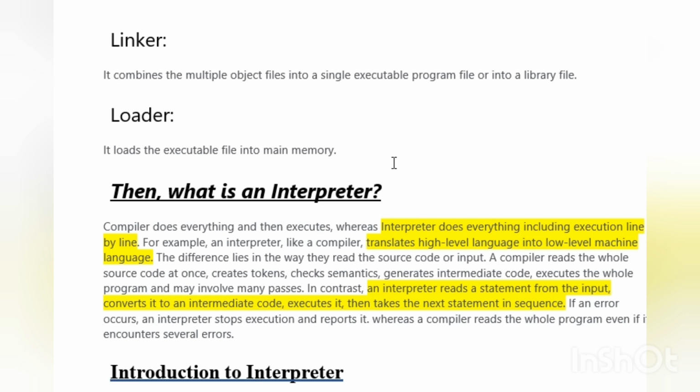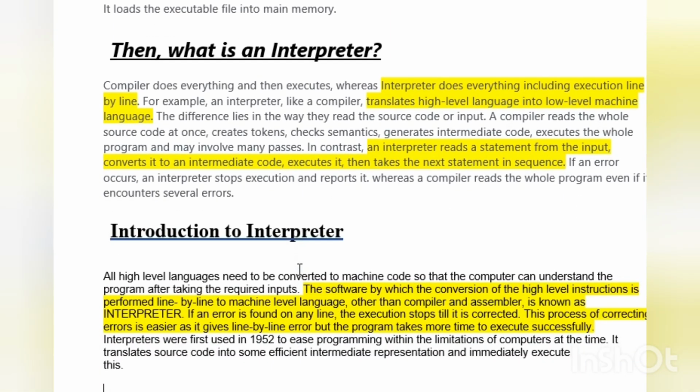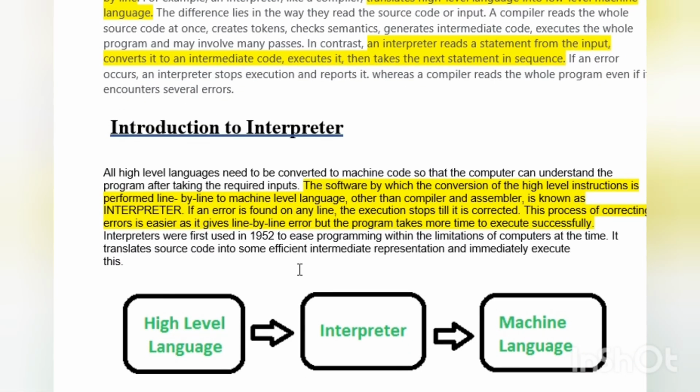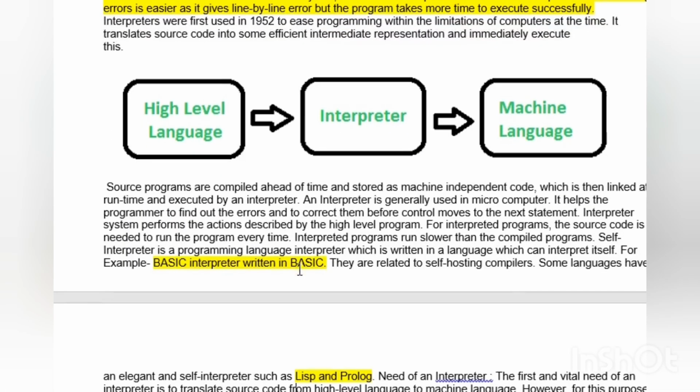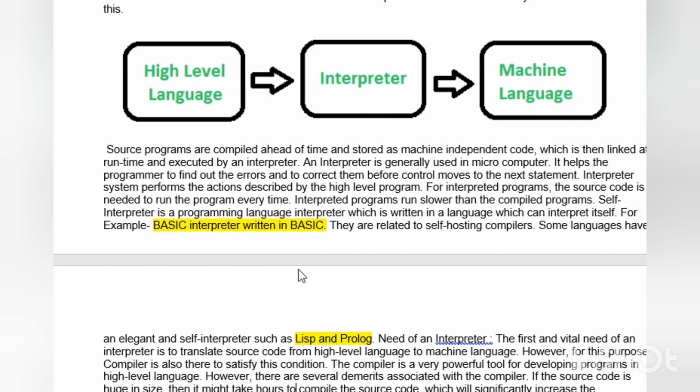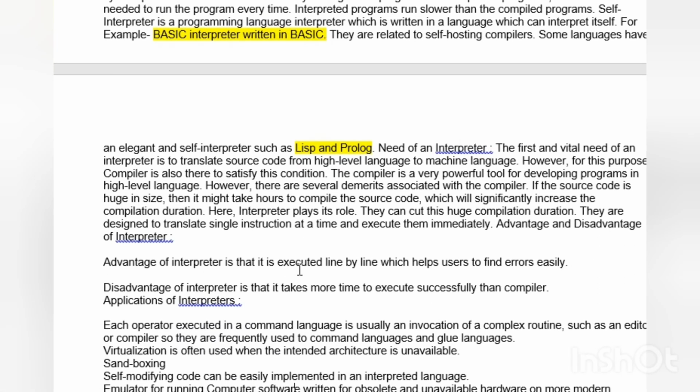So an interpreter reads a statement from the input, converts it into an intermediate code, executes it, and then takes the next statement in sequence. This makes it easy to find the error in an interpreter. So let's have a detail: high level language is converted into machine level language, and in between we have an interpreter to check the code. Examples of interpreters are LISP and Prolog.